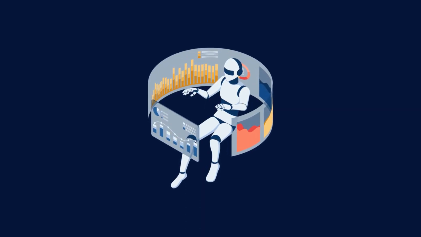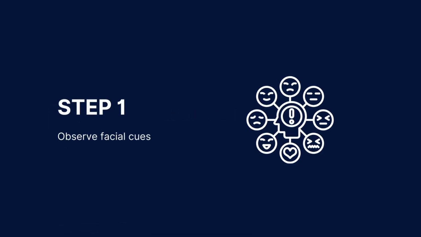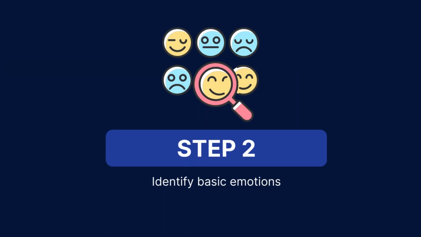To use our facial expression chart, follow these steps. Download our facial expression chart from the Carepatron platform, which you can find in the link in the description. To begin, carefully observe the person's facial features, paying attention to movements in the eyebrows, eyes, mouth, and other facial muscles. These subtle cues provide valuable information about the individual's emotional state.